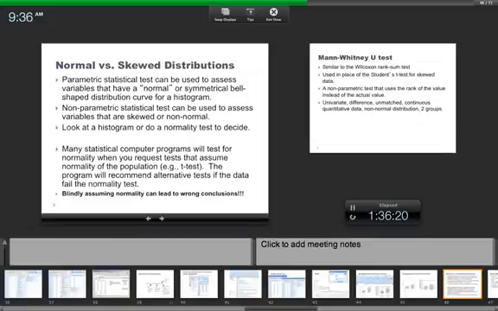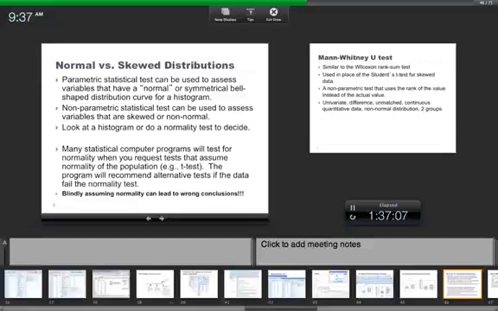So normal versus skewed distribution. Now, if the normality test has failed and the t-test is not the appropriate test, then you need to use the non-parametric statistical tests. Parametric statistical tests can be used to assess variables that have a normal or symmetrical bell-shaped distribution on the histogram. Non-parametric statistical tests can be used to assess variables that are skewed or non-normal. So you can look at the histogram to decide.